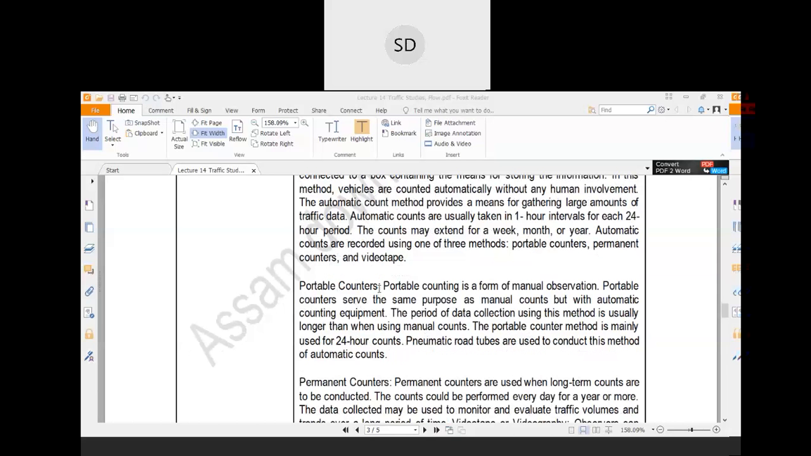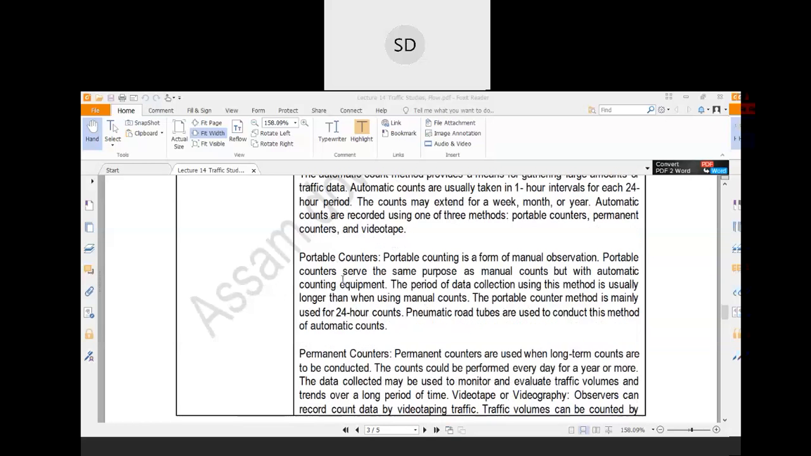So these automatic counts are recorded using one of three methods. One is portable counters, another is permanent counters, and another is video tape. Portable counting is a form of advanced manual observation. Portable counters serve the same purpose as manual counts but with automatic counting equipment.